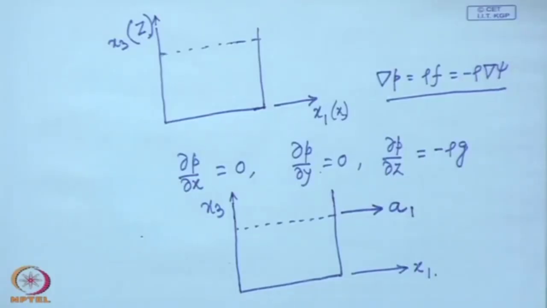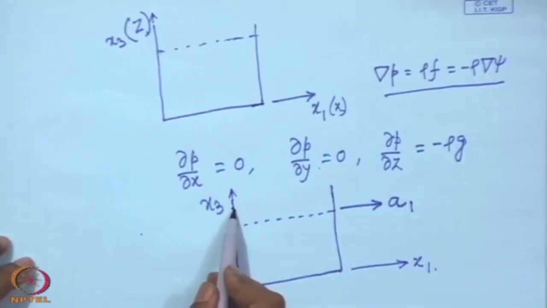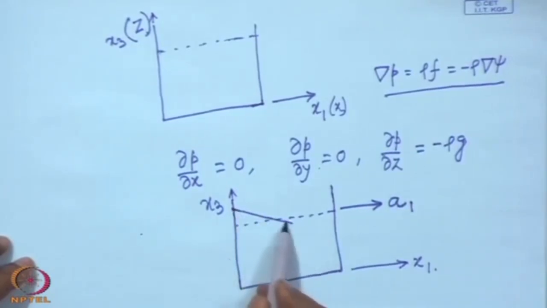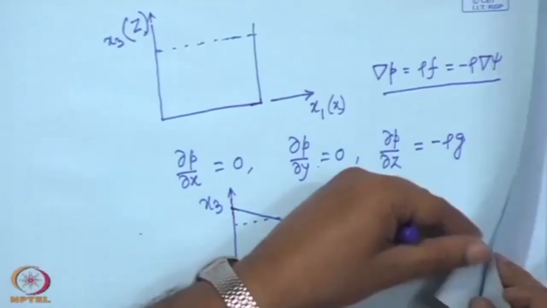So, on one side it will go up, on one side it will come down. In this situation, which side will go up? The side opposite to the acceleration. That is, in this case, this side will go up. That means the level surface will be something like this. Okay. Now, let us find out.